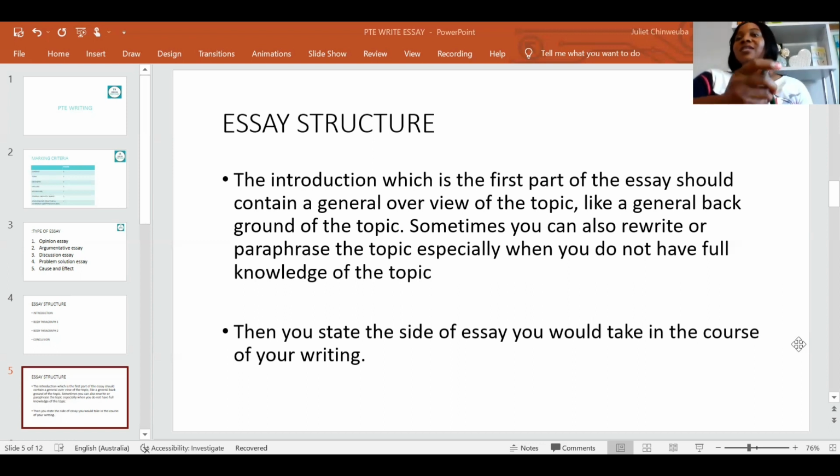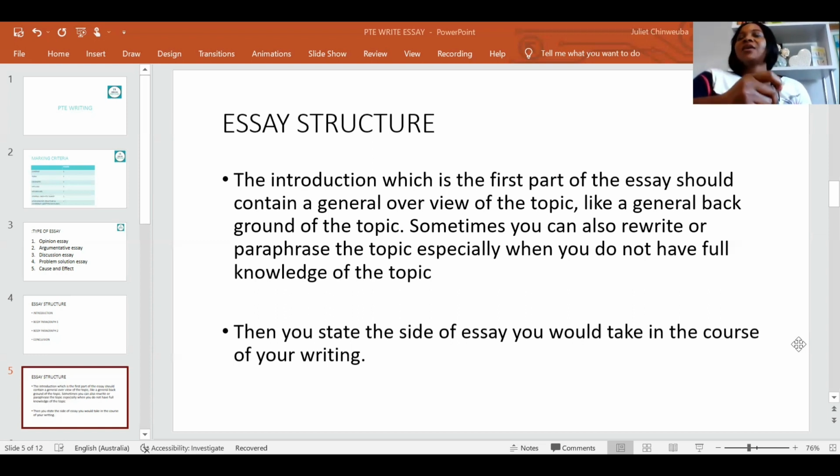Now, after you state the general background, another thing you can do if you don't know so much about the topic is for you to rewrite the topic, or you paraphrase it. For instance, if they say balanced meals are very important for fitness and all that, you can decide to paraphrase it like meals that contain all the essential food nutrients can benefit the body by providing the body with all they need. Things like that. All you need to do is just rewrite the first sentence or the topic sentence in your own way or in your own understanding. That way you have paraphrased the topic sentence.